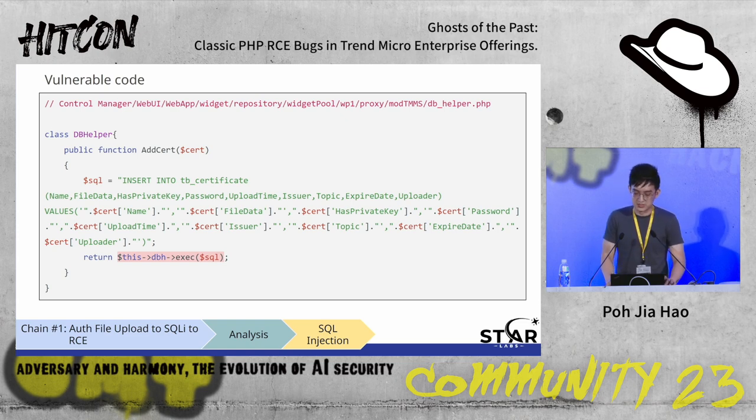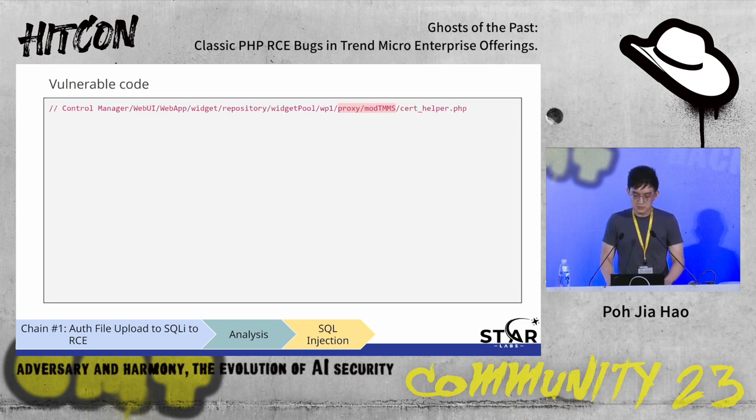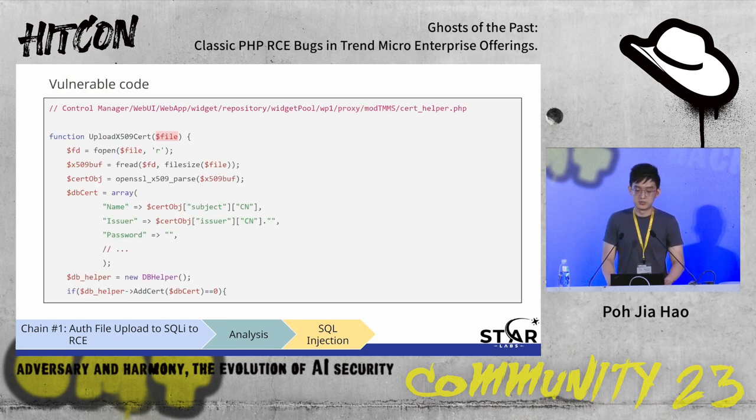But first, we have to see if we can even reach this sink. Maybe the developers added some sanitization or checks in between, or maybe this function is not even called at all. Luckily for us, searching for references revealed one result, which happens to be in the same directory. The function uploadX509Certs is the one that calls addCert. To improve readability, I have removed a lot of code that is not relevant. As you can see, the function takes in a single argument and labels it as file.